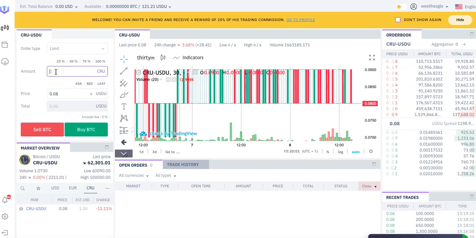Okay, and how many CRU? Let's just say I put about $100 worth of CRU. So $100 divided by 8 cents, I'm getting 1,250. So I'm going to buy the whole of 121. Let's just say it's 120 divided by 0.08. You see how I'm scooping 1,500. It's telling me I want to get 1,500 at this price, and I am paying 120 USDU. I don't know why it's saying buy or sell. I'm going to buy.